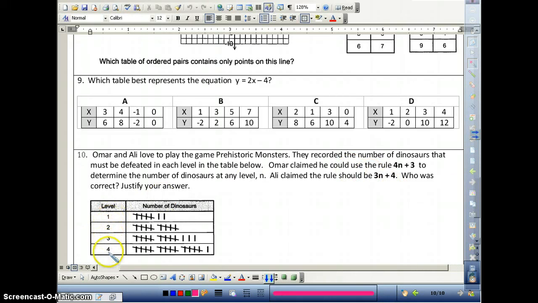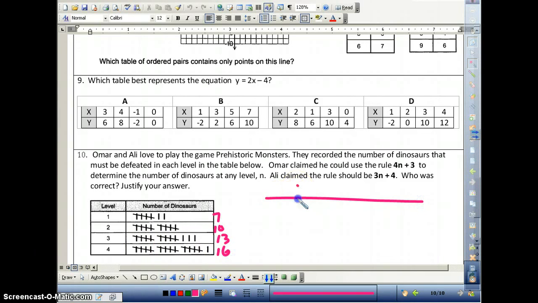Okay, each one of my levels is increasing by 1. The number of dinosaurs here is 7. Then we go to 10. Why is my pen so fat? Let me change that. 7, 10, that's 13, that's 16.